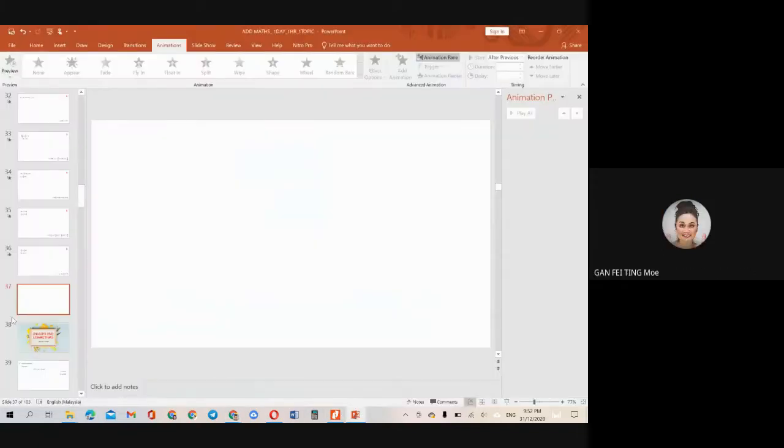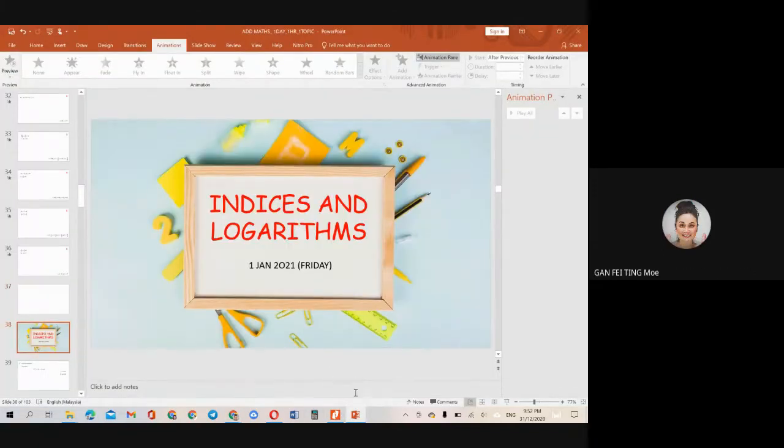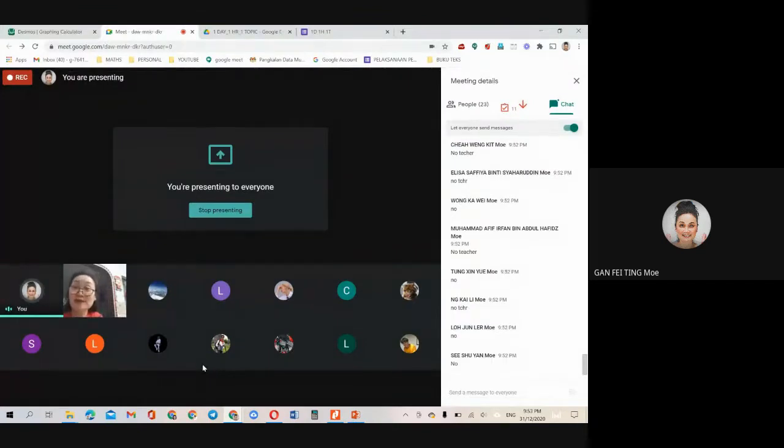Okay, don't forget our topic for tomorrow. Tomorrow will be indices and logarithm. There are more things for me to share with you. Right? So if there's nothing, then today we end earlier so that you can get yourself prepared and go enjoy your fireworks. But please make sure that you take care of your safety and follow your SOP.